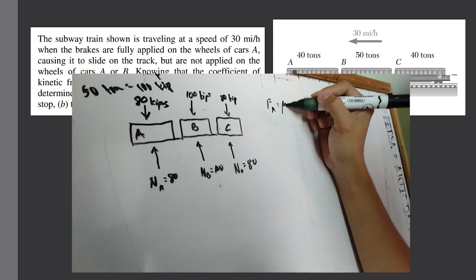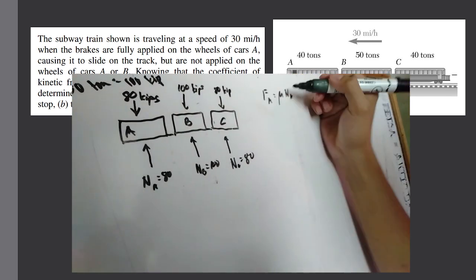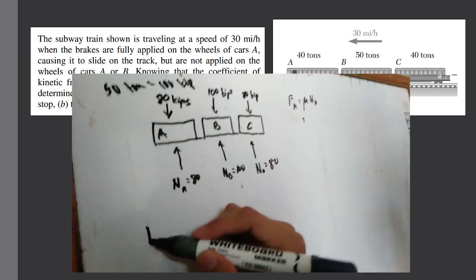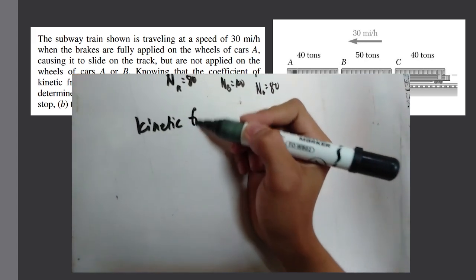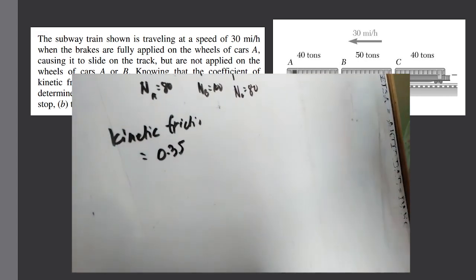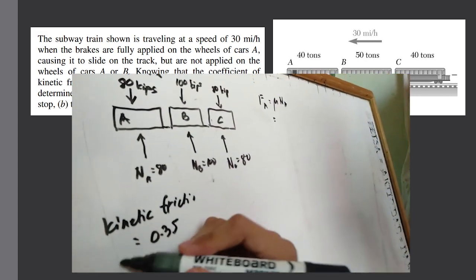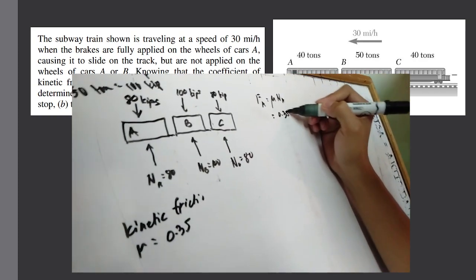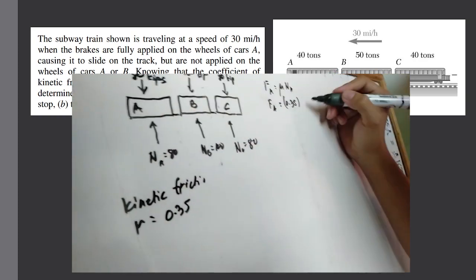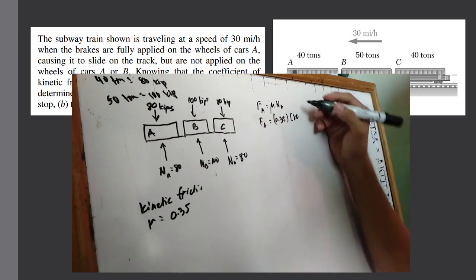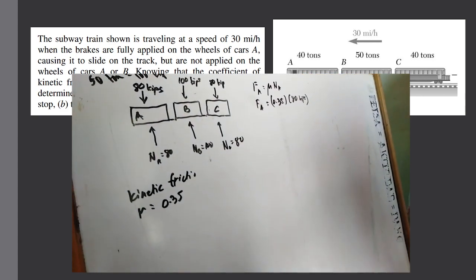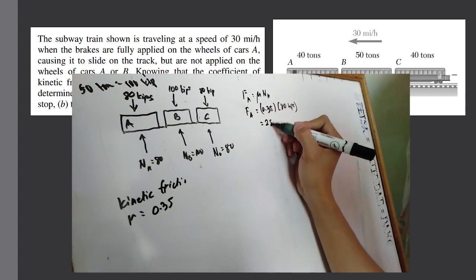The kinetic friction is equal to mu times the normal force at point A. The kinetic friction is 0.35 between the wheels and the track. So mu is equal to 0.35 times 80 kips. This is the force on cart A, 80 kips. So plugging it in our calculator, we have 28 kips.